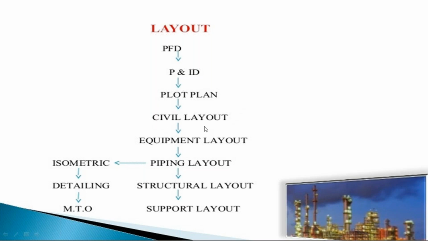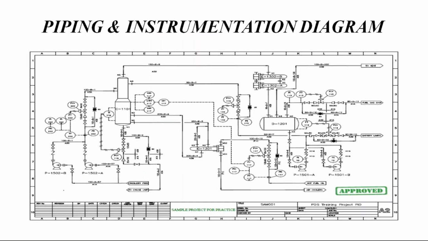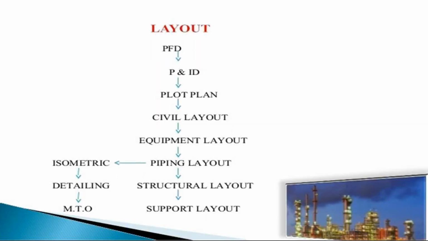In civil layout, basically what they do is study the soil properties and then plan out what kind of structures, or what the exact thickness or depth of the pelt and all will be. They decide all of this over here. Then they come to the equipment layout. In equipment layout, this is where we start as a piping engineer.